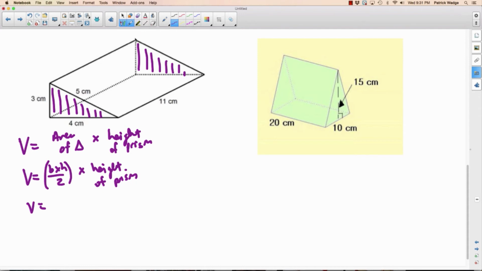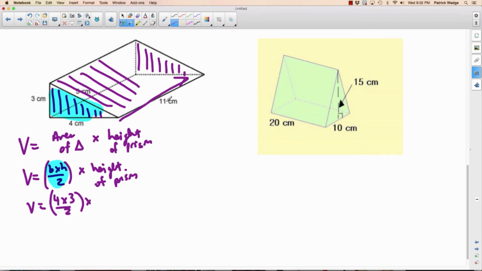B times H divided by 2. We're just worried about this triangle right here. So what's the base of that triangle? The base is 4. We're going to multiply by the height of that triangle, just of that triangle. Just look at this highlighted triangle. What's the height? 3. So we got 4 times 3 divided by 2. Now, we want to multiply by the height of this entire prism. So if this is one triangle here, how many slices of triangle do we have? How far up does it go? It goes up 11. That's the height.